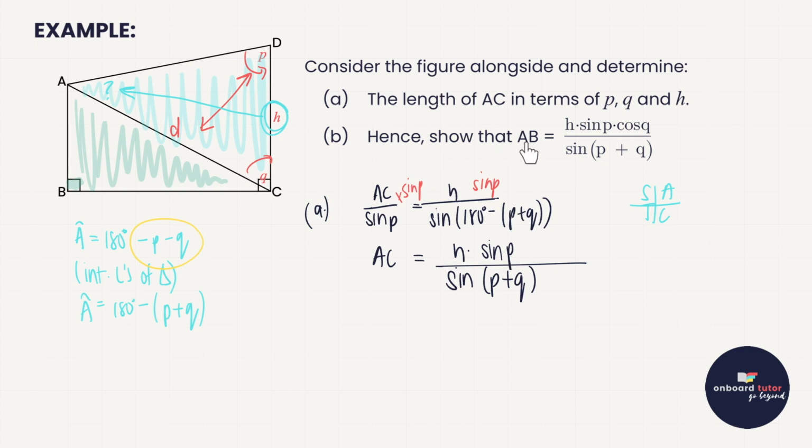All right, so look at what's happening. The next question is asking me something else, which I haven't even read yet, but I'm really feeling excited because I've got an H, a sine P, and a sine (P plus Q) in the denominator. So that is definitely looking promising. Now it says, hence, show that AB is equal to this whole thing. So AB is now a new thing that I want to find out.